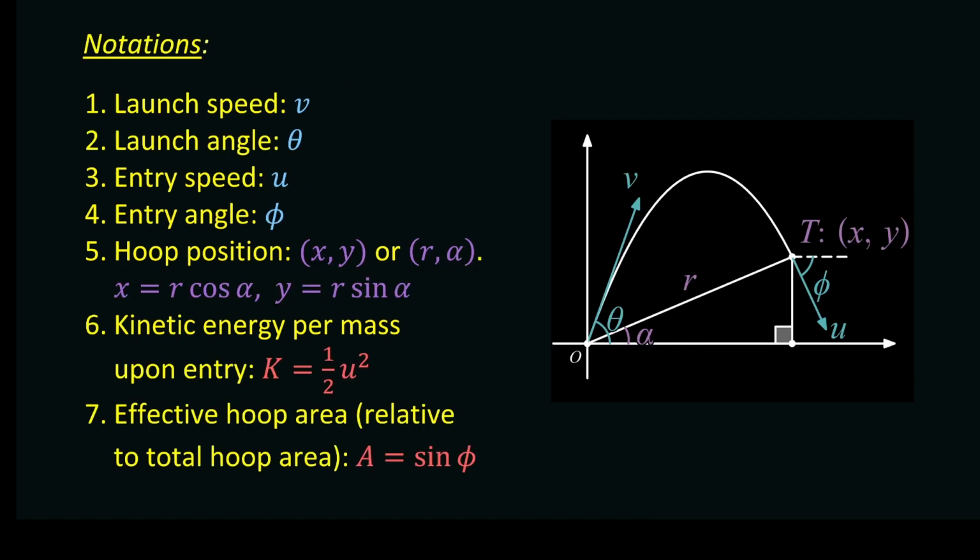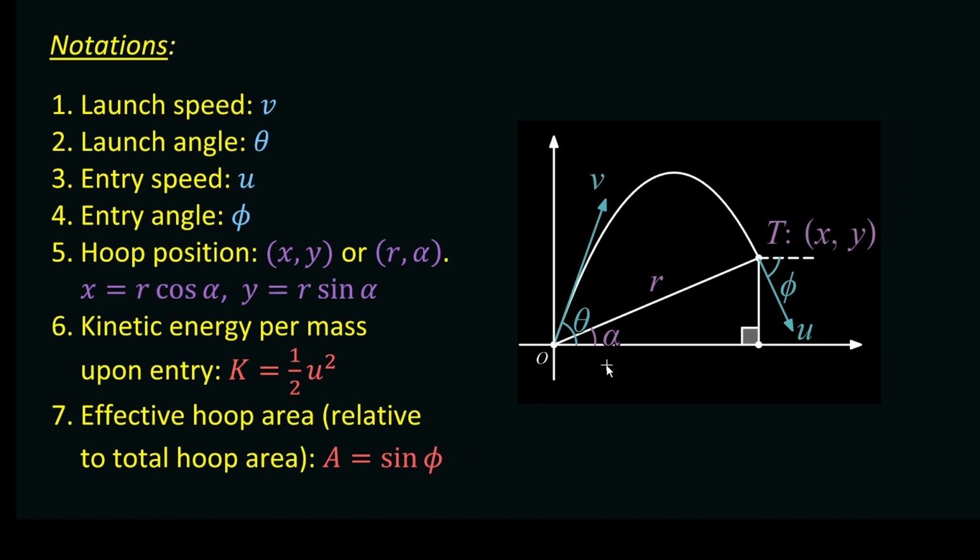Now let's introduce a few notations used in our analysis. The launch speed is denoted as v. The launch angle is theta. The entry speed is u, and the entry angle is phi. The hoop's position is given by both its Cartesian coordinates x, y and polar coordinates r, alpha, where alpha is called the elevation angle. Our main quantities of interest are k and a, which are the kinetic energy per mass upon entry and the effective hoop area. K equals 1/2 times u squared, and a is the sine of phi.